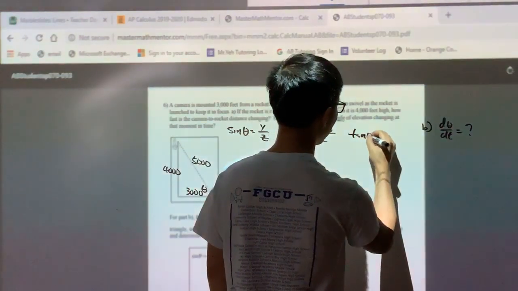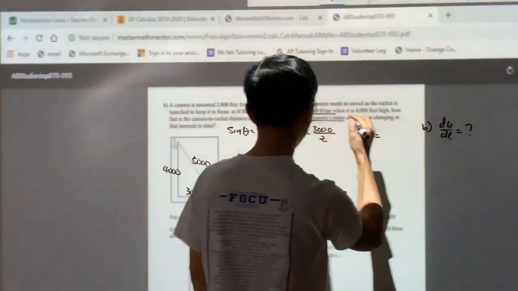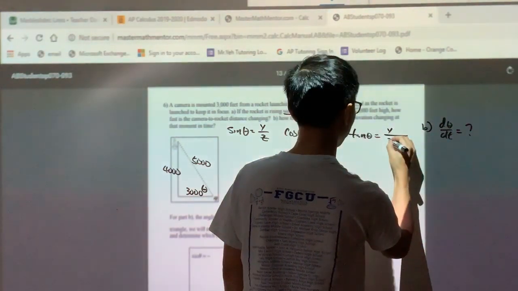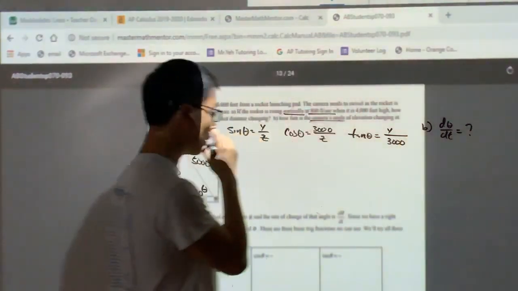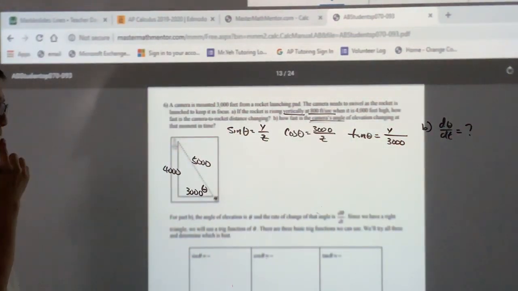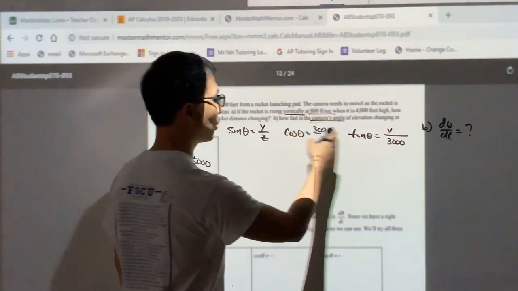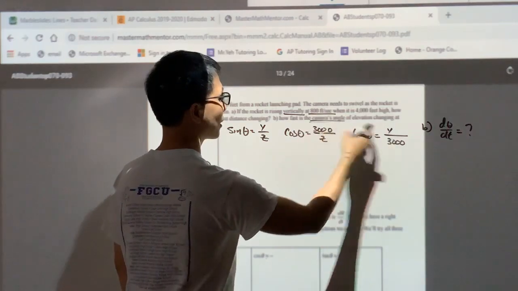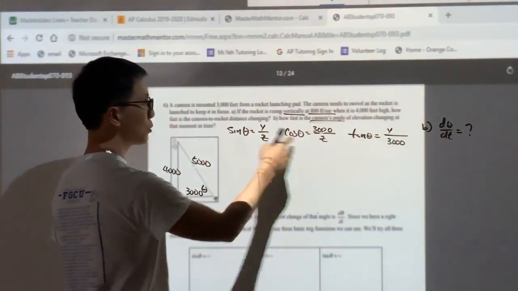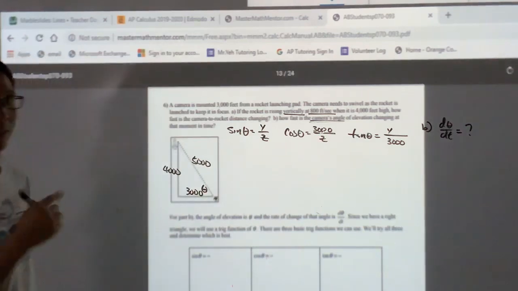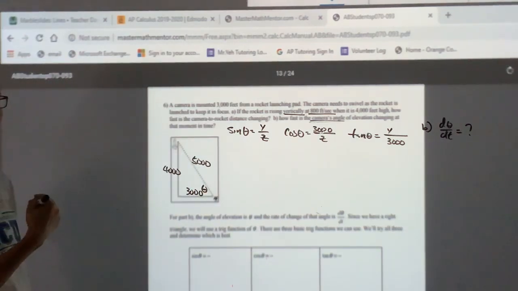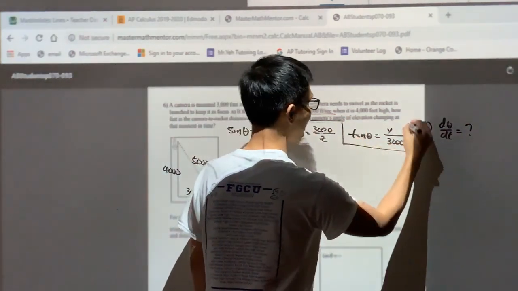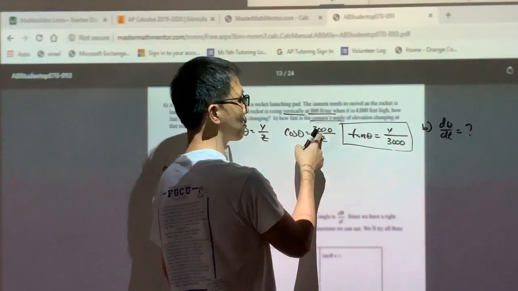So let's do tangent of theta. That's equal to the y, which is over 3,000. Of all three choices that you see, 3,000 is the only one that I plug in, because that's the constant I prefer. Something that doesn't change, I'll plug in. But of the three choices, there's only one that's easier to take a derivative of compared to the other one. So here's what I prefer: this one, because I have the denominator as 3,000, and this one is 3,000 over z.